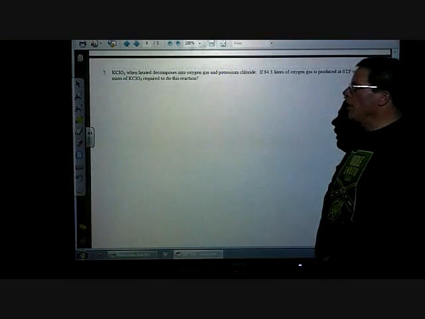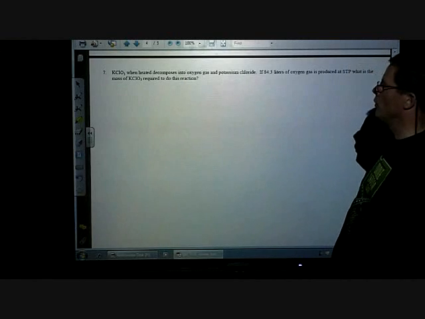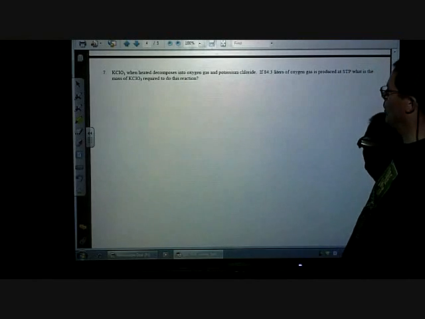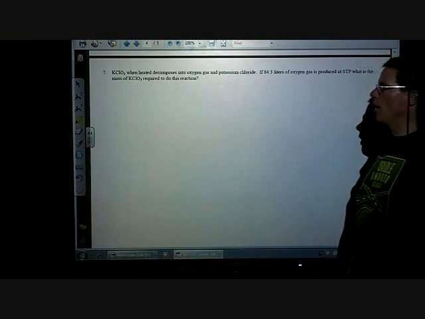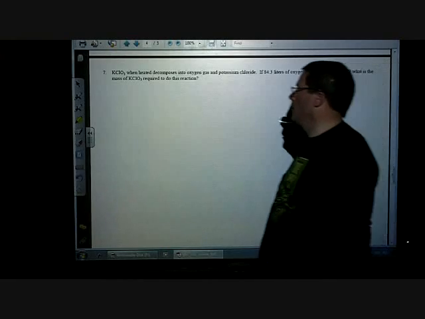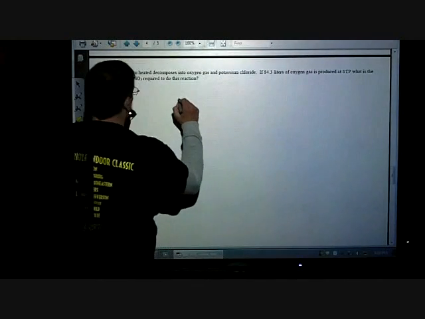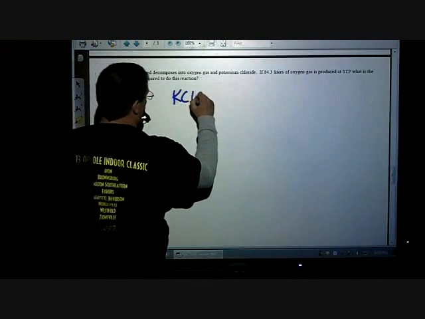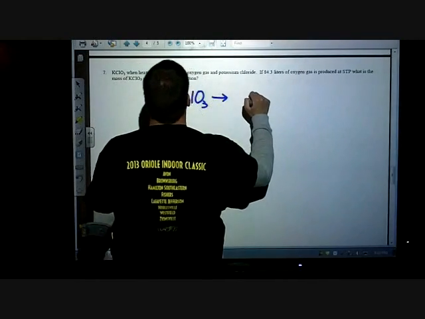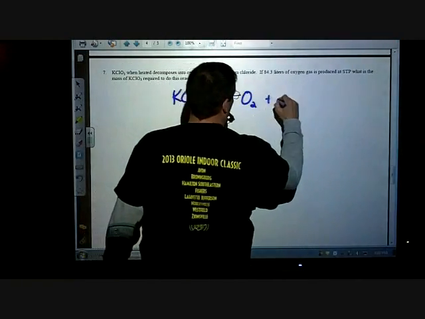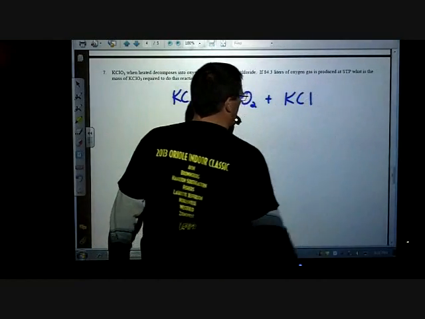7. Potassium chlorate, when heated, decomposes into oxygen gas and potassium chloride. If 84.3 liters of oxygen gas is produced at STP, what is the mass of the KClO3 required for this reaction? All right, so let's go ahead and write it down here. Produces oxygen gas and potassium chloride, okay?